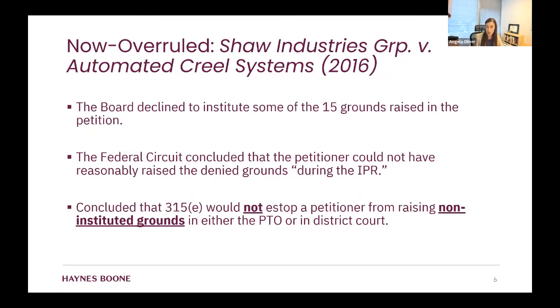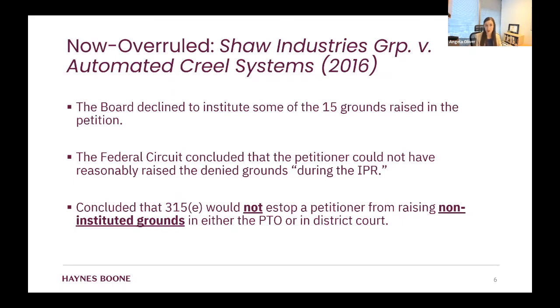So Shaw seemed very reasonable at the time, given the practice of partial institution that it was decided in. But it did lead to divergent outcomes in district court. After Shaw, there was a pretty wide district court split on the scope of estoppel still. There were some district courts that said estoppel would apply to grounds that you didn't even include in your petition.